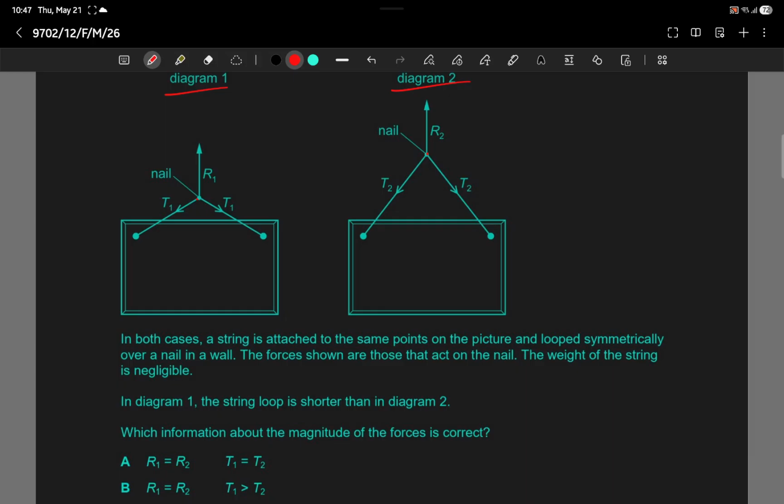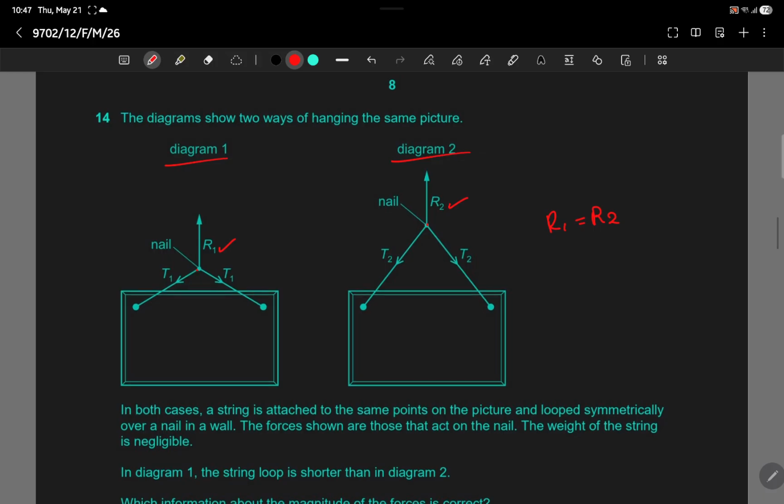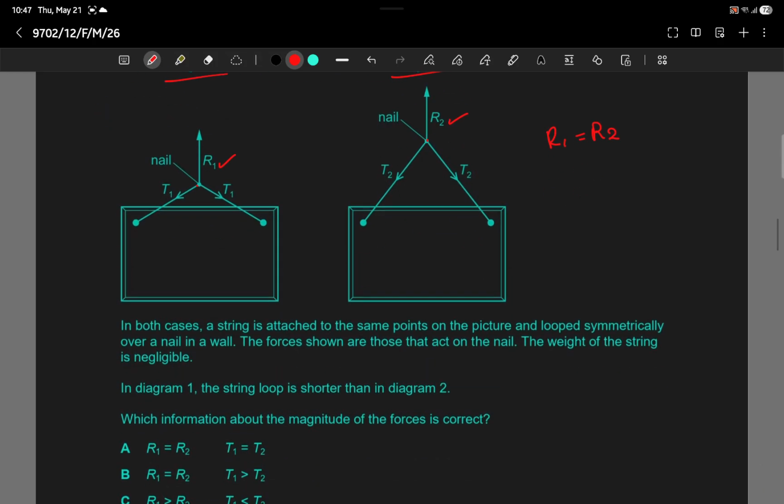So one thing we need to take into consideration is whether both R1 and R2 are different or the same in magnitude. They will be the same. The reason why R1 is equal to R2 is because in both diagrams, this whole system is holding up the exact same picture, right? These are the exact same picture at rest. So the pictures are at rest and holding them up. That's why it's in equilibrium.